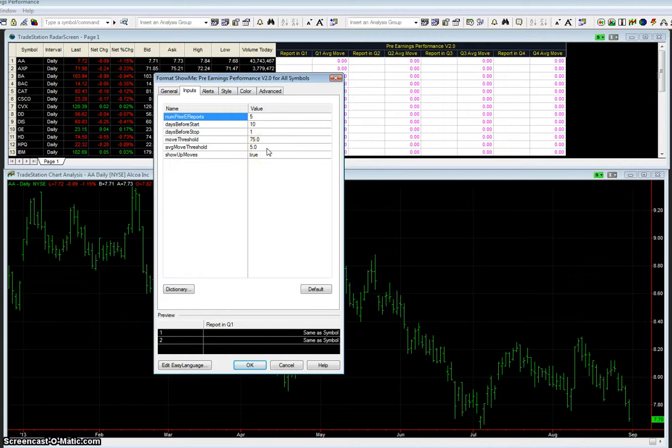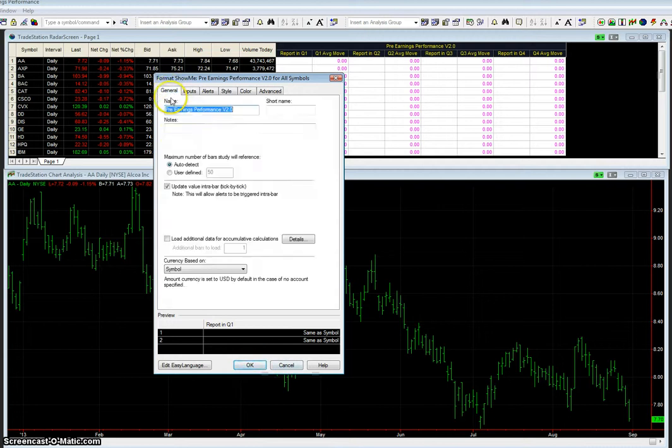Of those 4 moves, the average move, we set a threshold of 5%. So we want to see if there's at least a 5% move when it moves up. And you can obviously set these to any values that you want. Right now, this is set to show the up moves. You can set this to false to find any down moves before earnings.